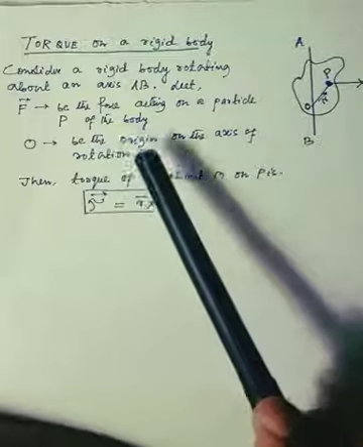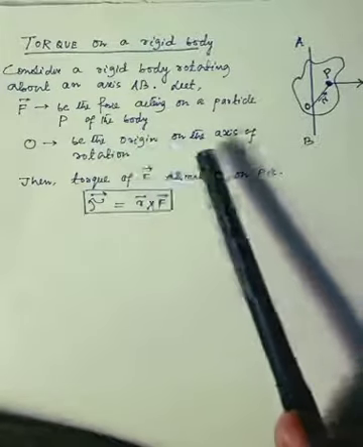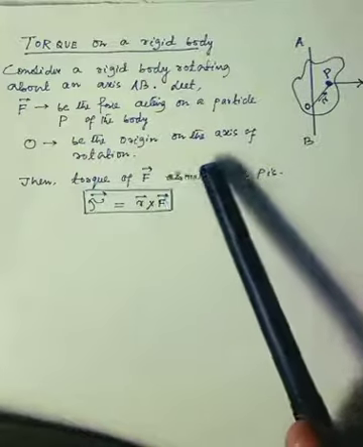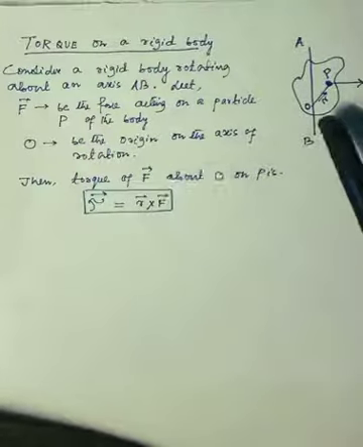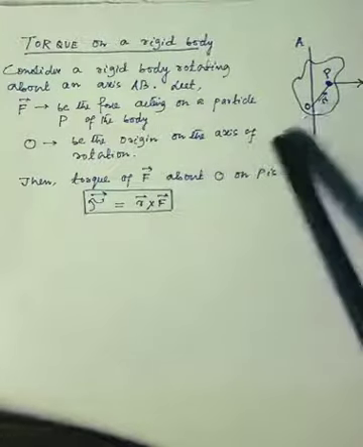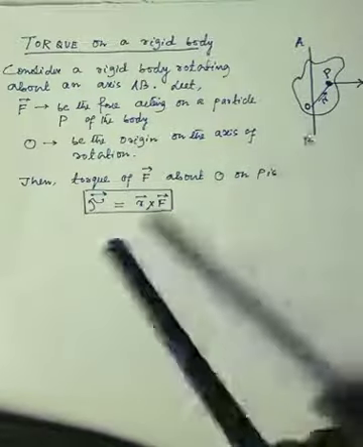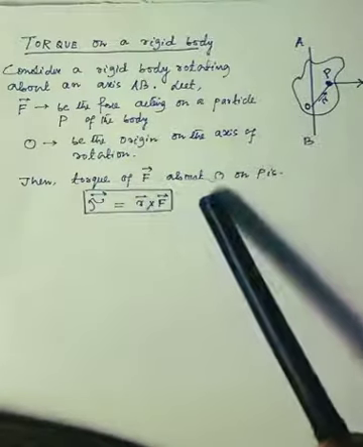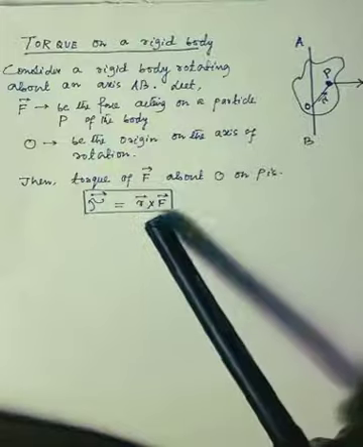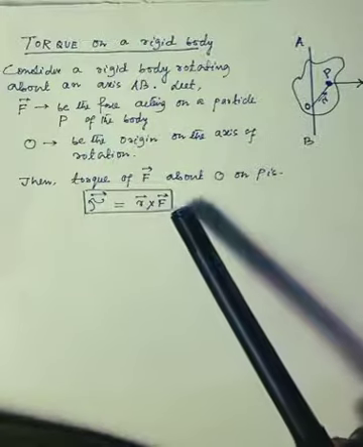Let F bar be the force acting on a particle P of the body, and O be the origin on the axis of rotation. So here is O, which is the origin on the axis of rotation. Then torque of F bar about O on P is tau bar is equal to R bar cross F bar.